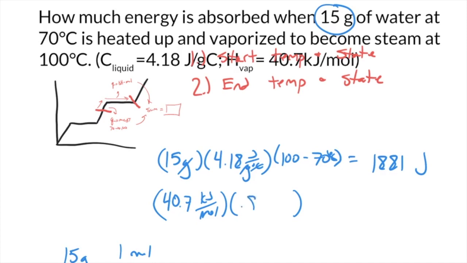And that 0.832 moles goes right here, and I simply multiply these 2 numbers together to get the amount of energy gained for vaporizing water. The answer is 33.9 kilojoules.